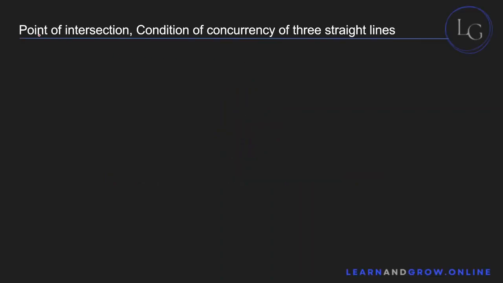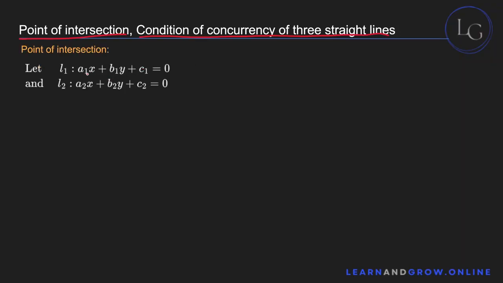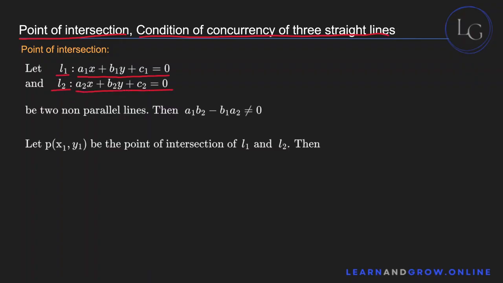Now let's see what the point of intersection of two lines is, and we also will discuss the condition of concurrency of three lines. Concurrency means that they actually intersect. We need to ensure that the three lines intersect. So this is the general equation of line 1, and this is the general equation of line 2, right?